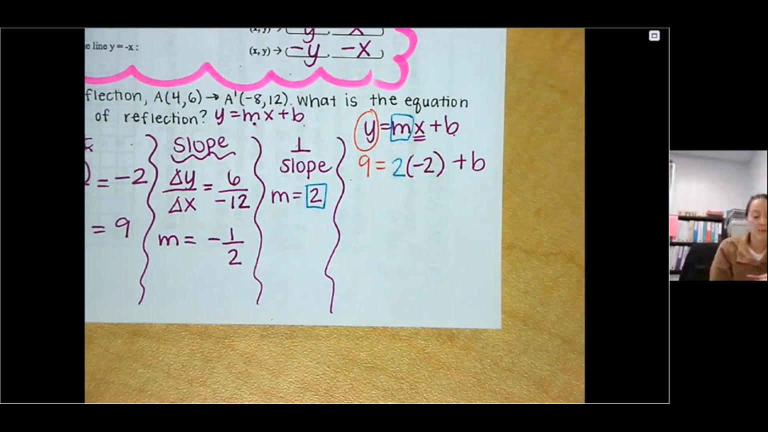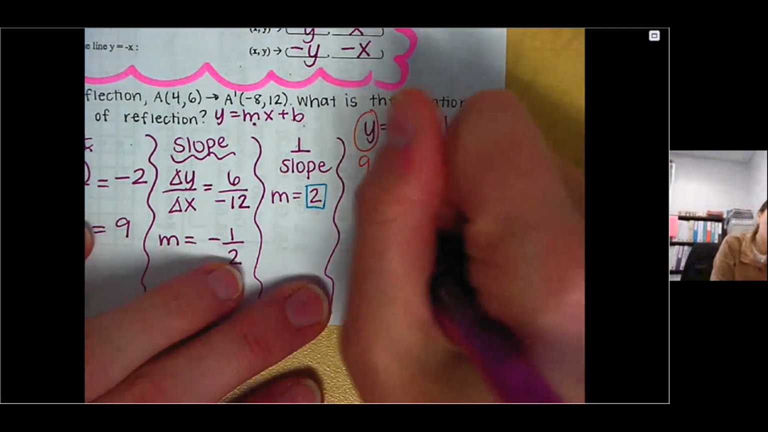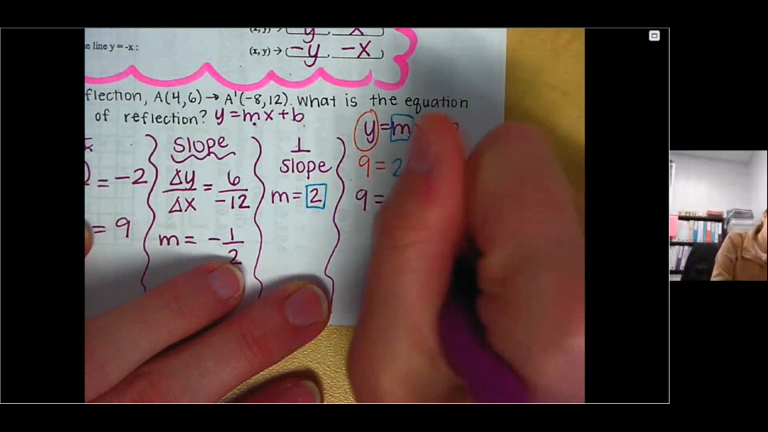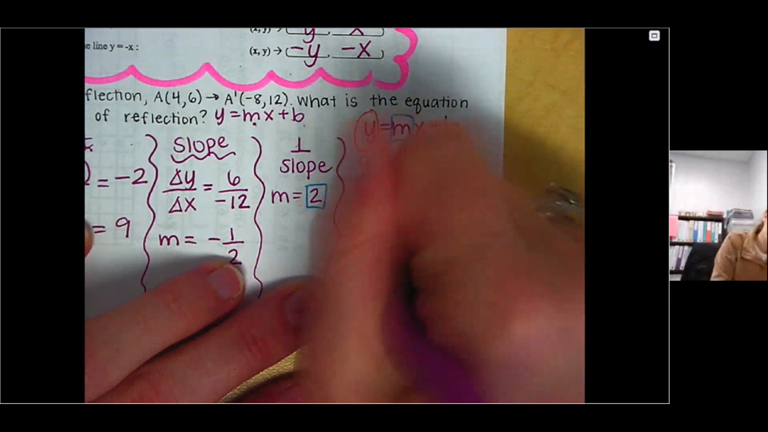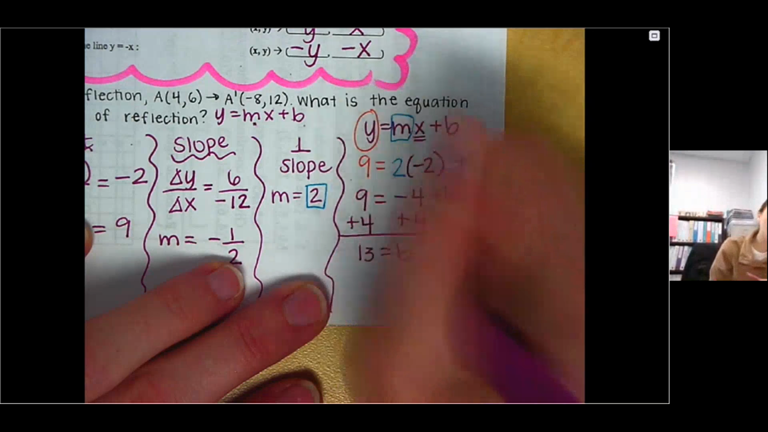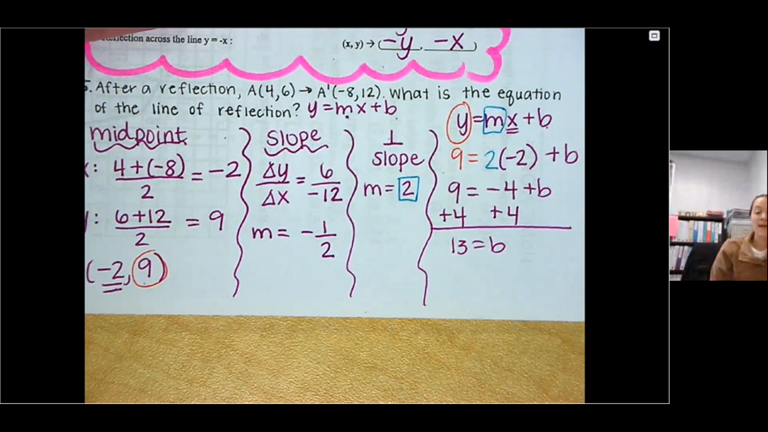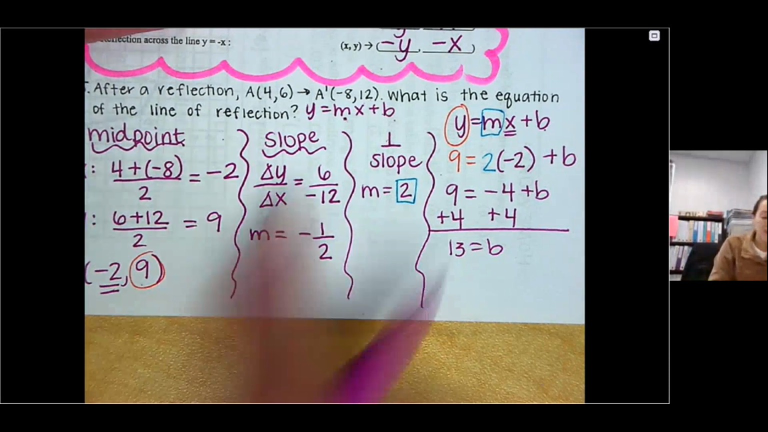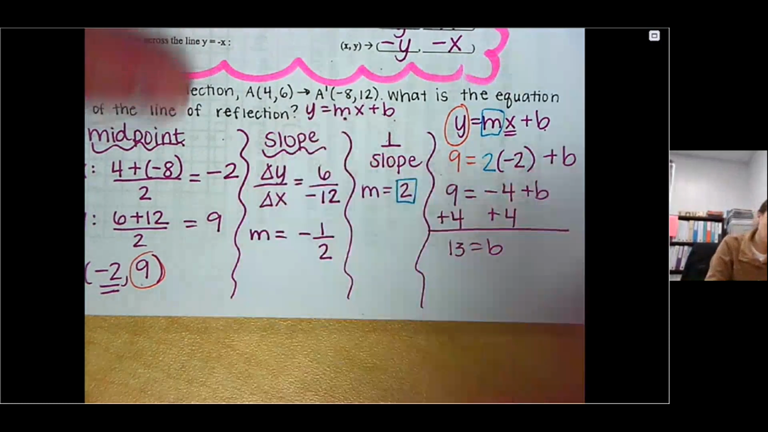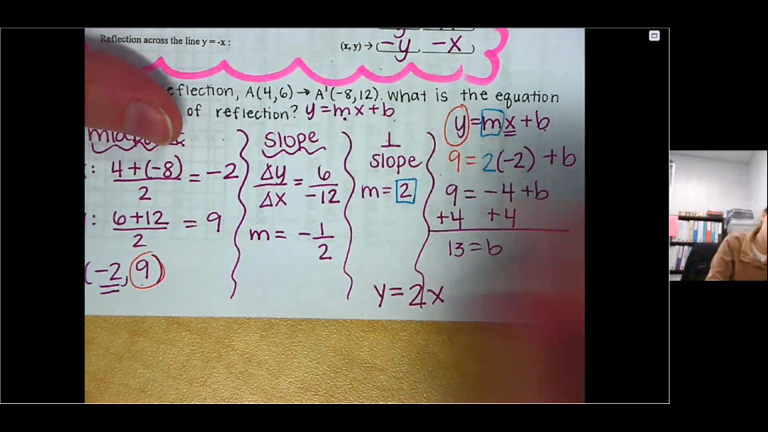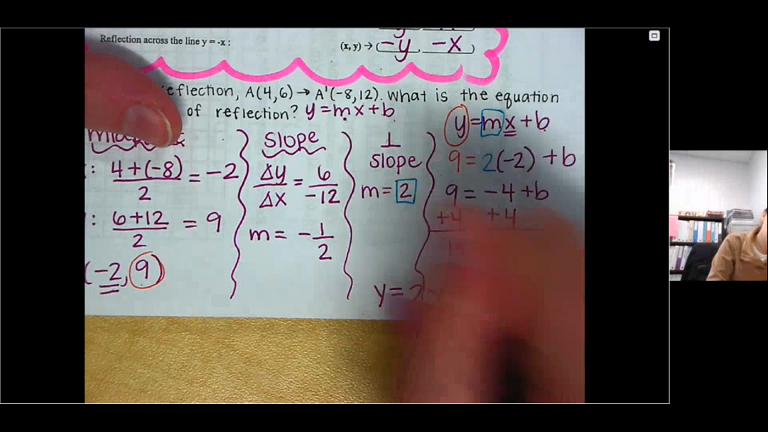So this is just a quick algebra problem. I multiply 2 and -2 to get -4. And then I add 4 to both sides. I get 13 equals b. So my final equation of my line that I reflected from A to A prime is y equals 2x plus 13.